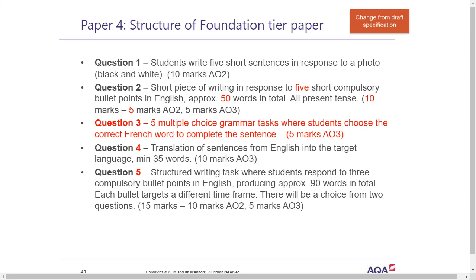Here we have an overview of the structure of the foundation tier writing paper. Question 1 is unchanged. The question 2 marks, as I've said, have been reduced to 10 rather than 15 to reflect the adjustments to the assessment objective proportions I mentioned a moment ago.